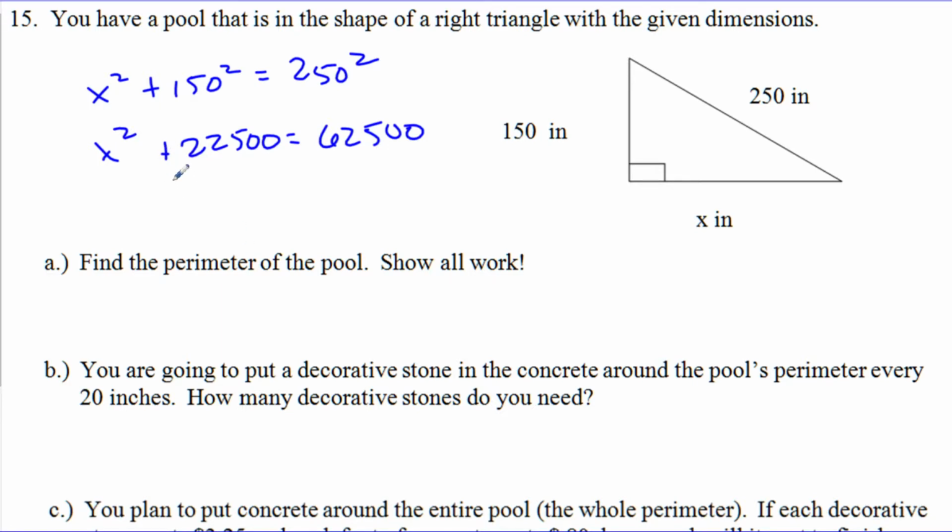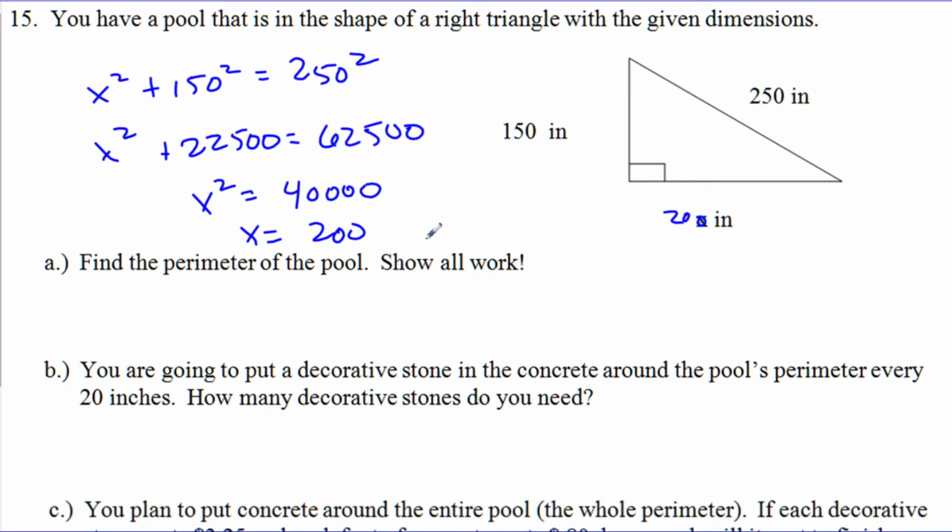So if I subtract 22,500 from both sides, it looks like I'm going to get that x squared is equal to 40,000. Right? And then if you square root 40,000, I believe you get, let's do that, 40,000 square rooted, you get 200. Okay, so x is equal to 200. This is my missing length.